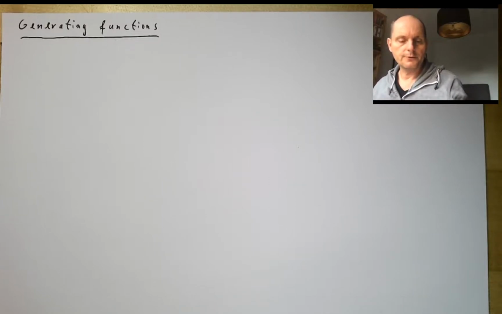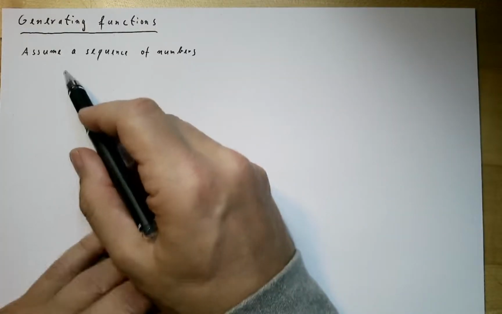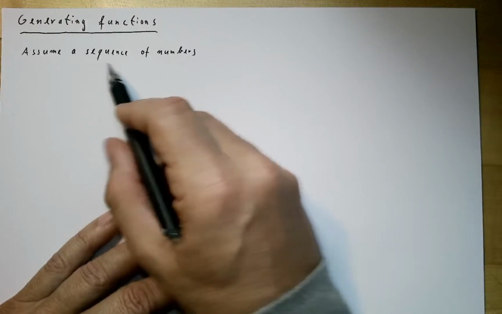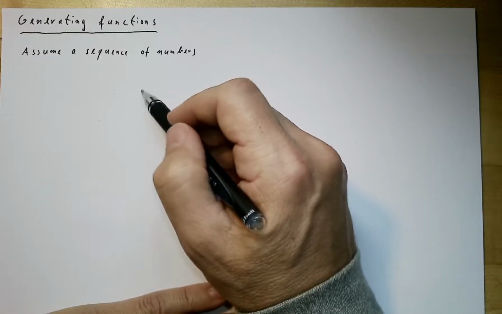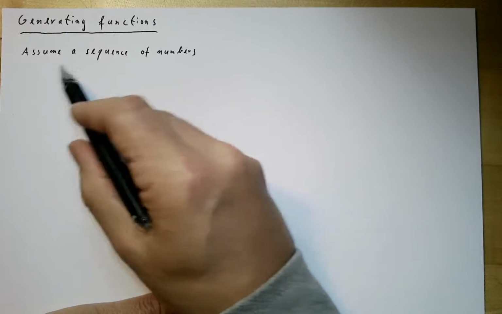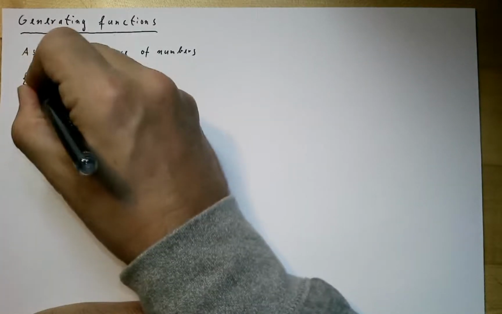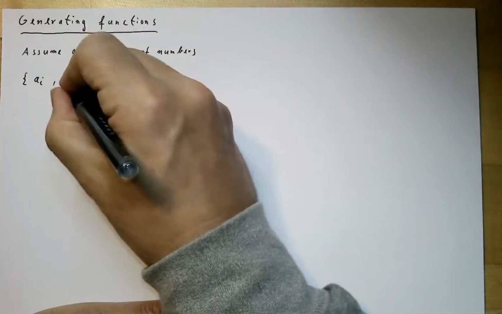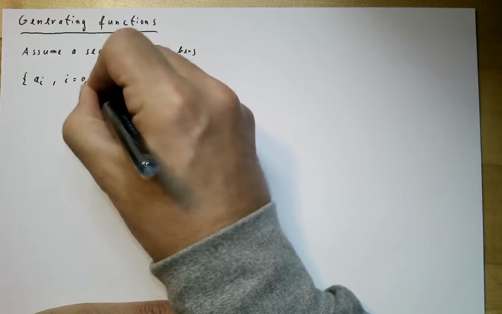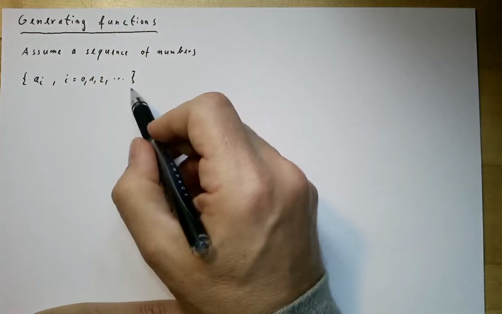So let me introduce what we mean by a generating function. We define this first for a general sequence of numbers, and later I will then apply this to a discrete probability distribution. So assume we have a sequence of numbers. So we have here a set, and then we have the numbers a with index i, and this is discrete, so i runs from 0, 1, 2, and so forth. So this is just a sequence.